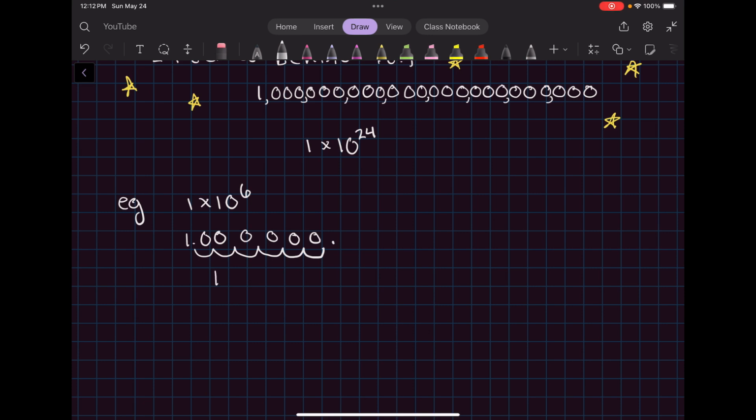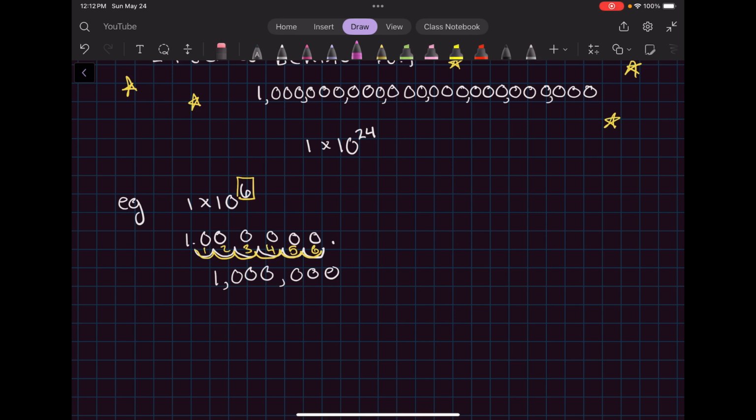So that number looks like 1 million. So you'll notice this pattern that whatever this number is, that's how many spots you're going to move it over. So you should have 6 little loops like so.